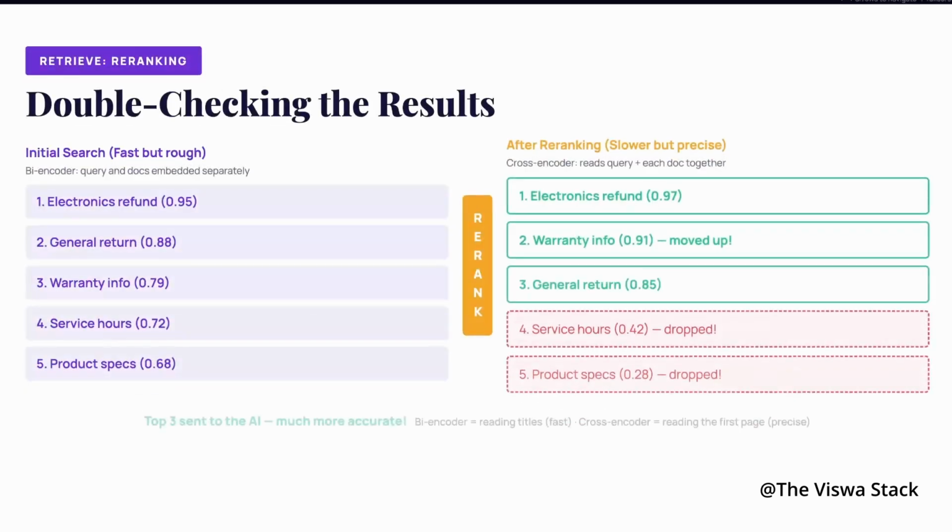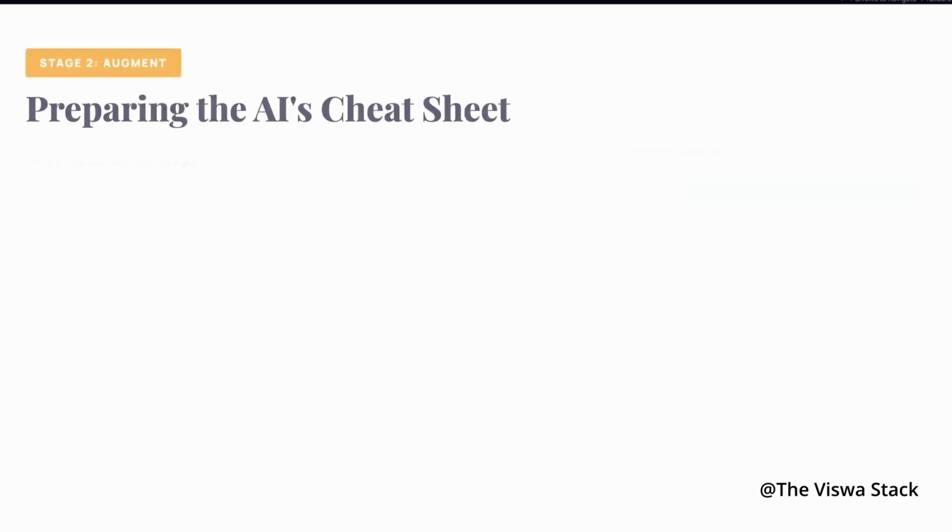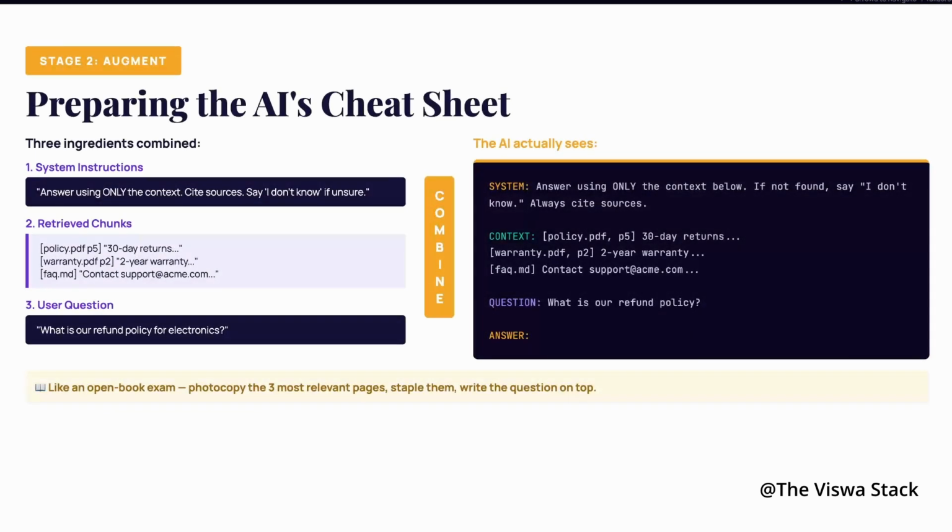The first search is fast but rough. A bi-encoder, like reading book titles. A reranker, a cross-encoder, reads the question and each doc together, like reading the first page. The warranty result jumps up. Weak ones get dropped. Only the best 3 go to the AI. Much more accurate.